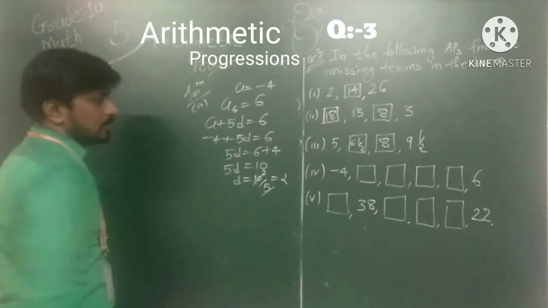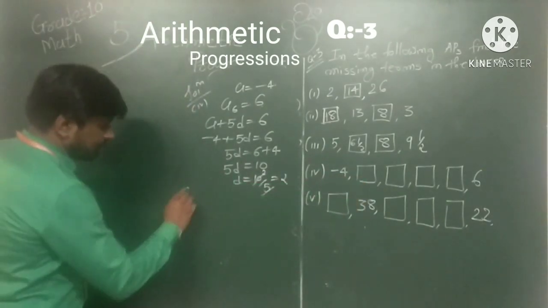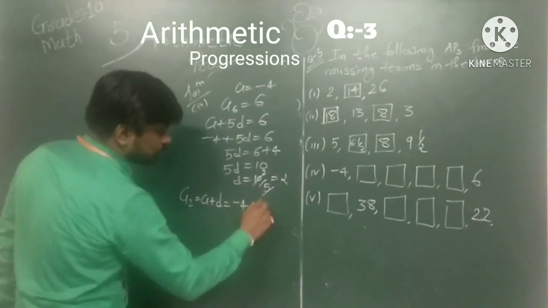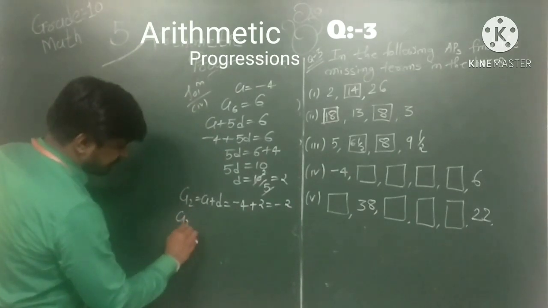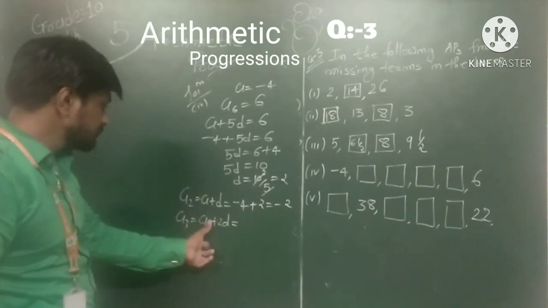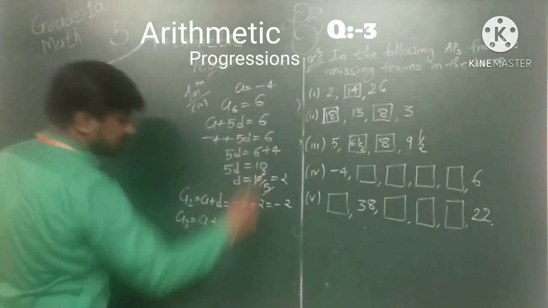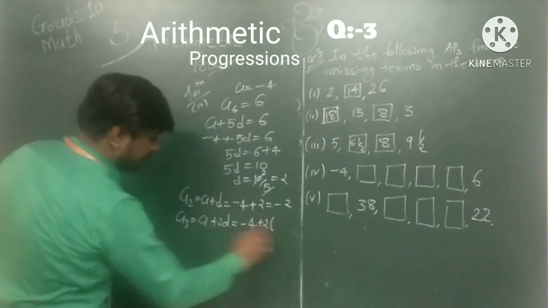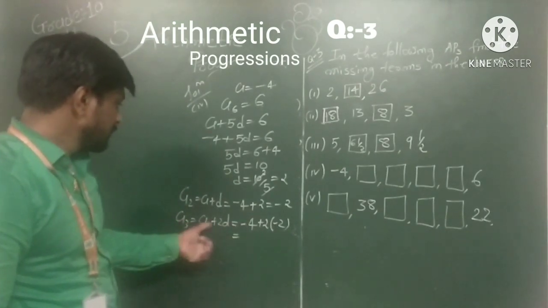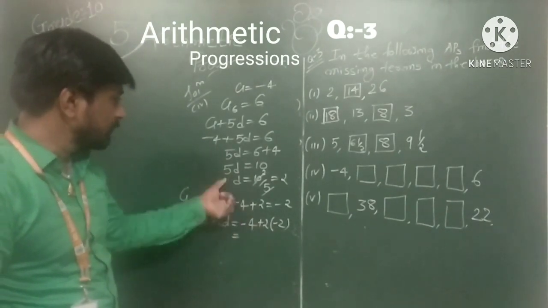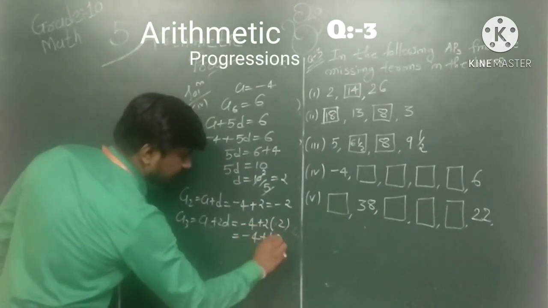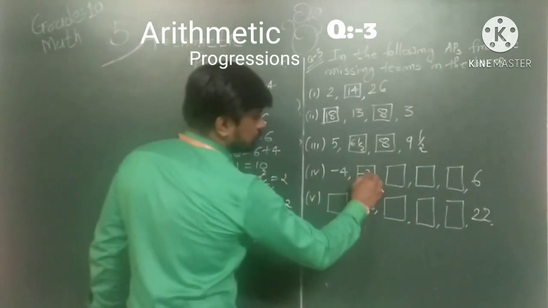Okay, now what is the A2? A2 is equal to A plus D. A is -4 and D is 2, that means -2. What is the A3? A plus 2D. Okay, what is the A? A is equal to -4 plus 2 and D is equal to 2, only 2. Okay, therefore -4 plus 4 we have 0. This is -2, this is 0.